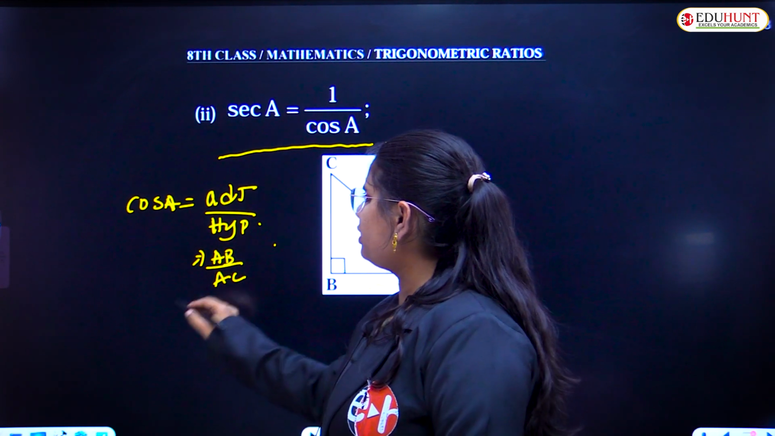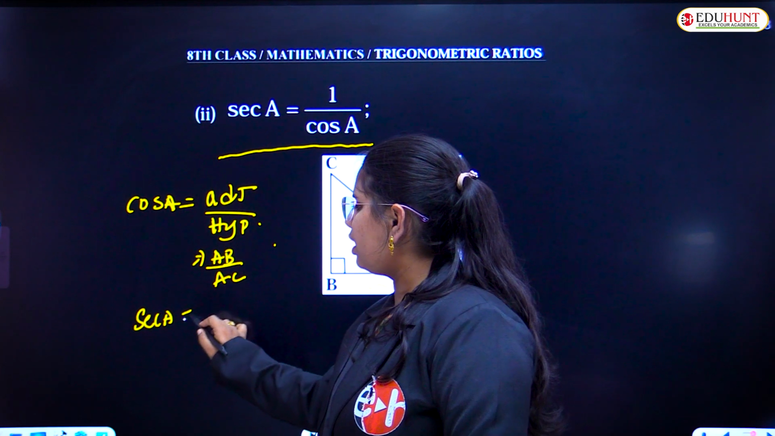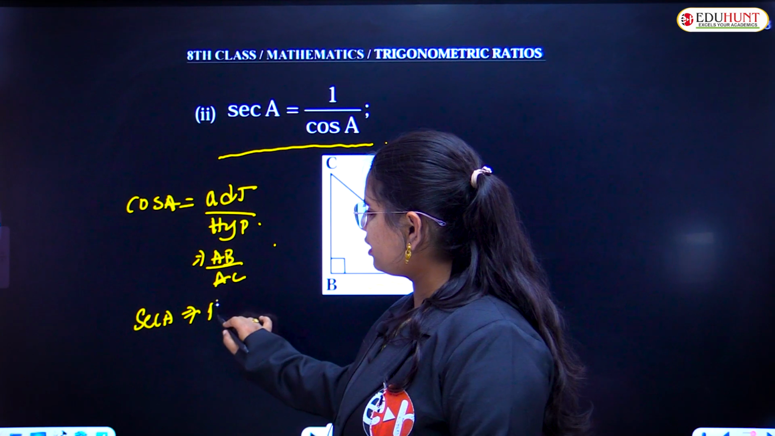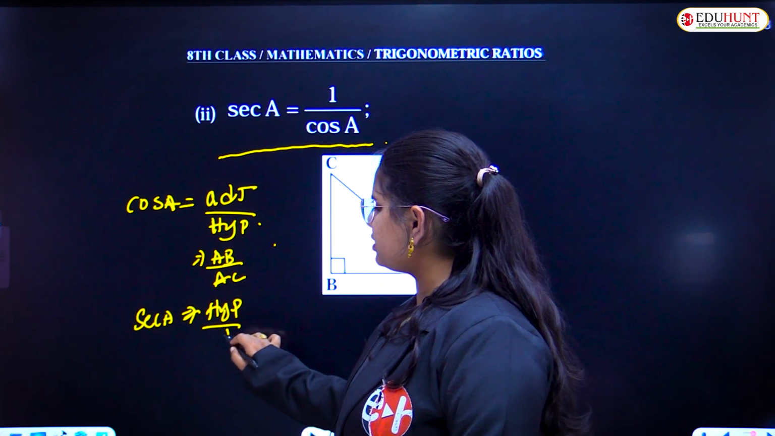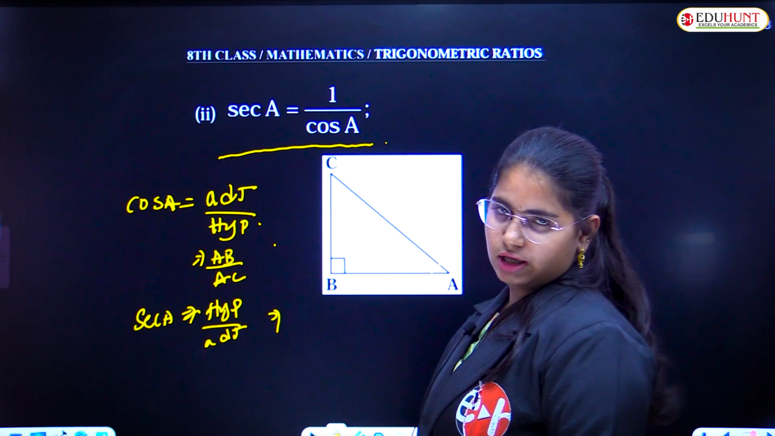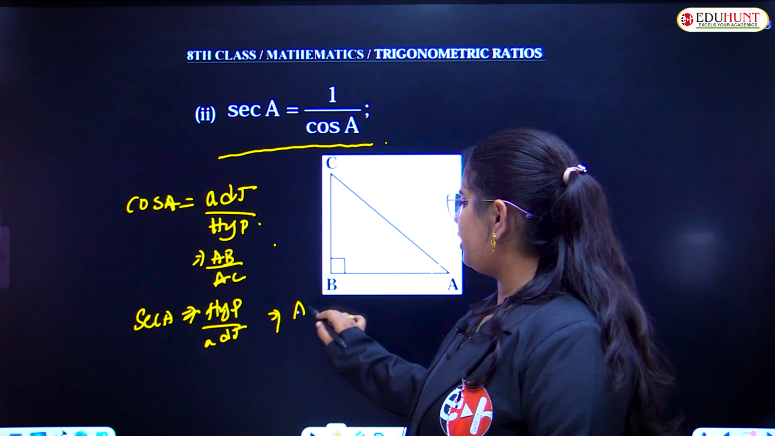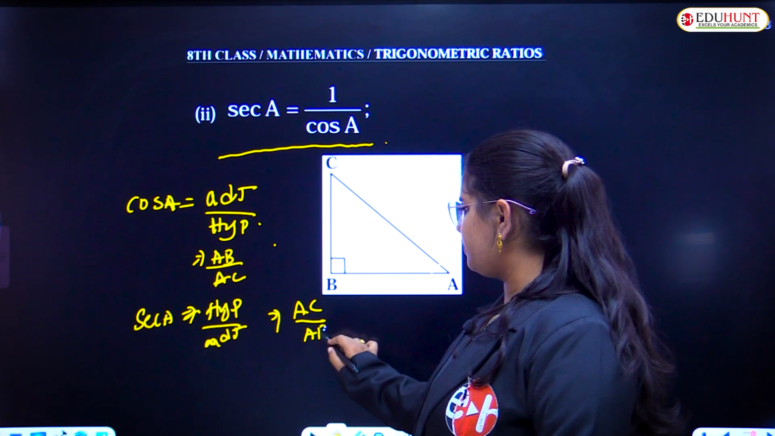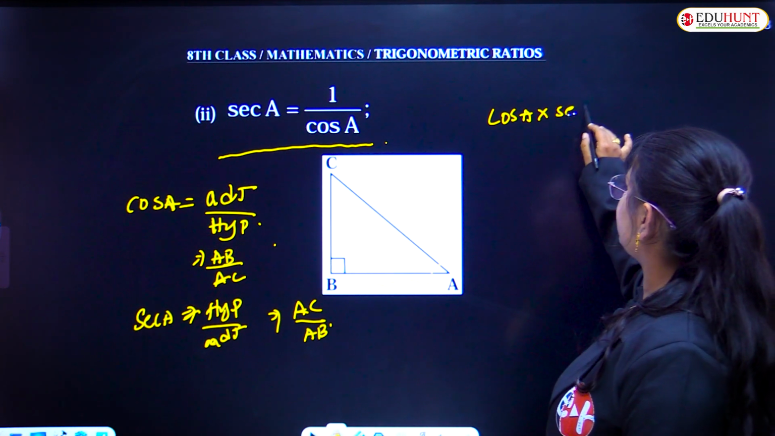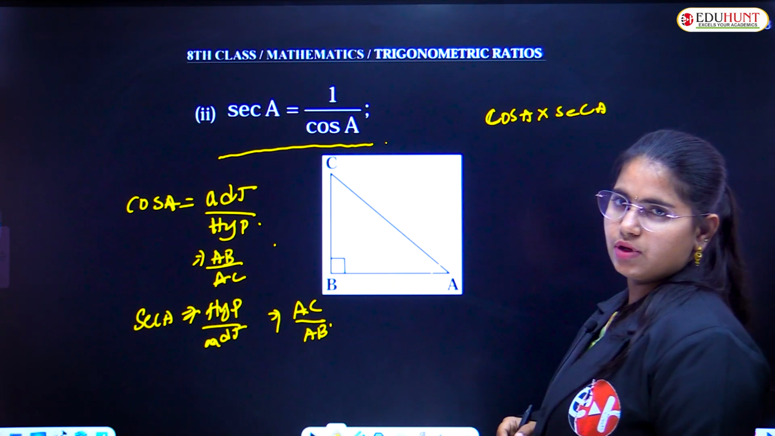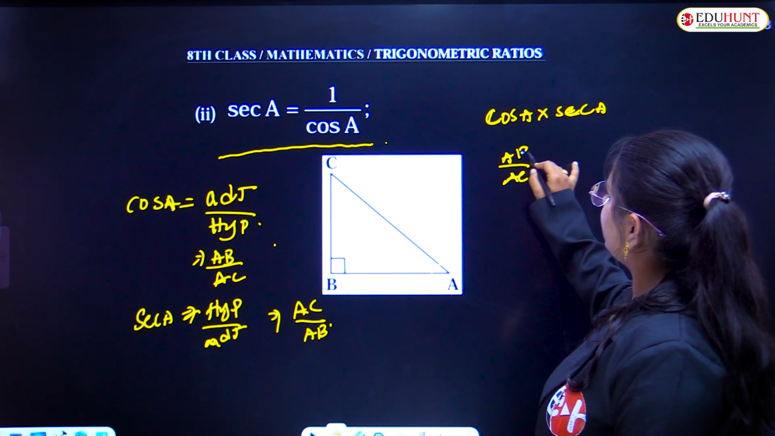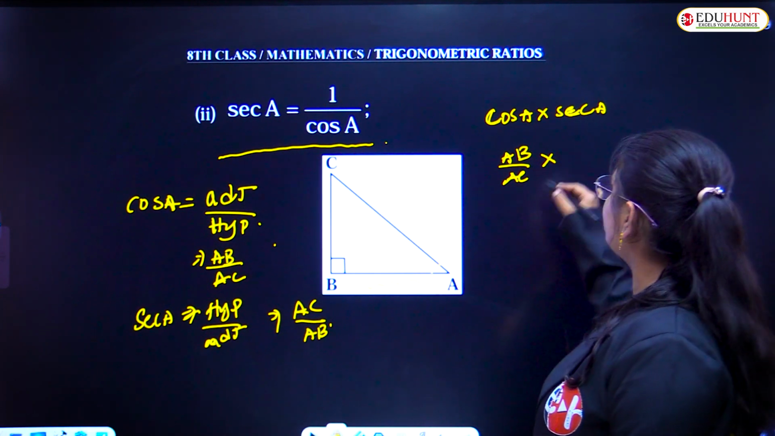Now tell me, how do you define secant A? Secant A is hypotenuse side by adjacent side. From the figure, the hypotenuse is AC and the adjacent side is AB. Now let's multiply cos A into secant A. The cos A value is AB by AC.